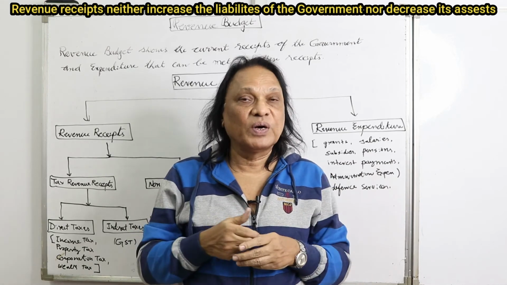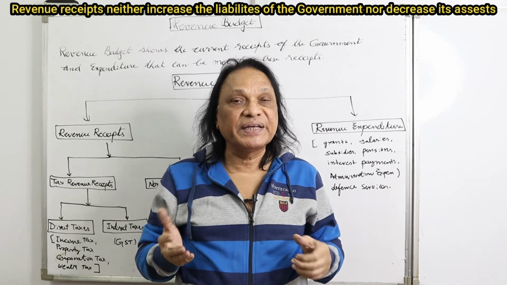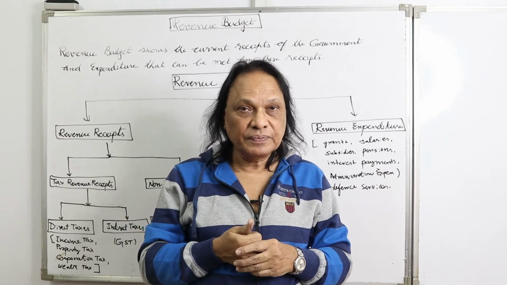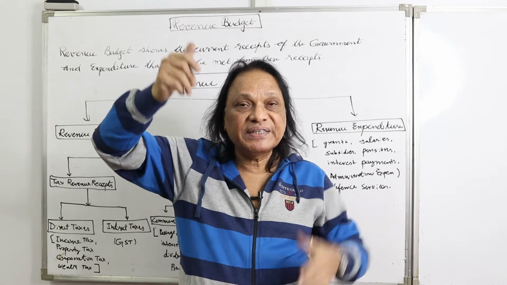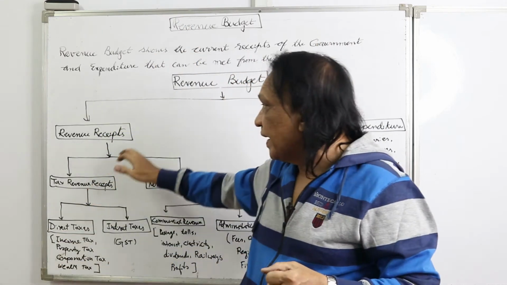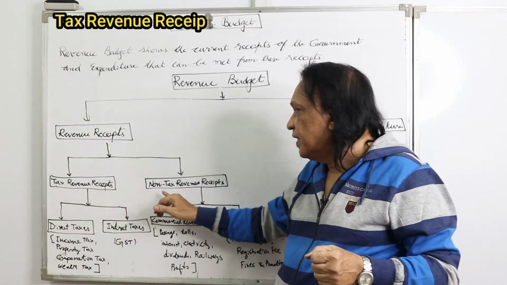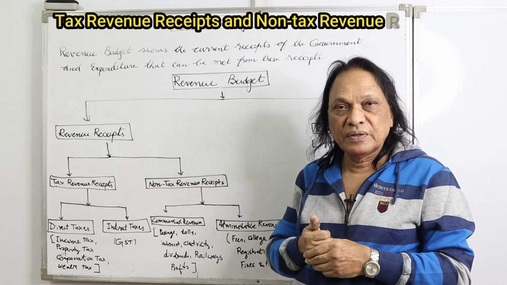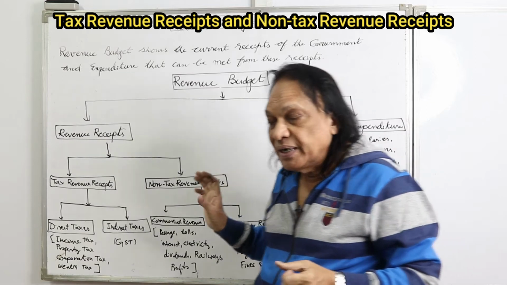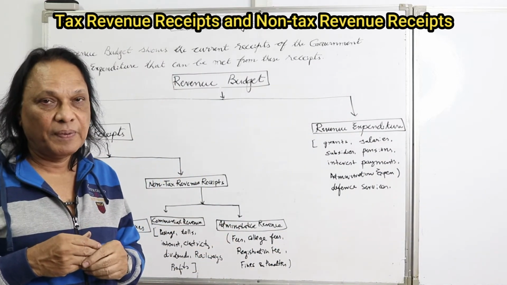So, now what exactly you are supposed to write in case they ask you what are revenue receipts? Revenue receipts neither increase the liabilities of the government nor decrease its assets. Revenue receipts are again divided into two parts, tax revenue receipts and non-tax revenue receipts.